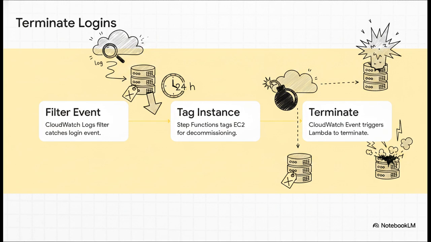I love this one. A CloudWatch log subscription filter catches the actual login event. That triggers AWS Step Functions, which tags the EC2 instance as compromised or slated for decommissioning. Then, a daily CloudWatch event triggers a Lambda function that just sweeps the whole environment and ruthlessly terminates any instance with that tag. The system literally purges its own anomalies.